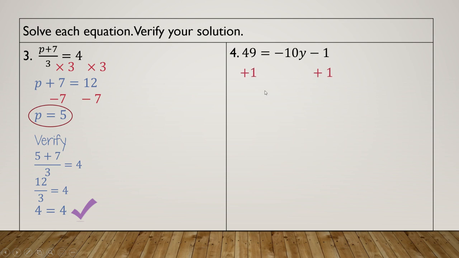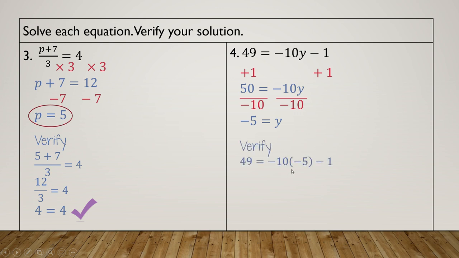Number 4, add 1 to both sides. And then we've got negative 10. There's nothing in between negative 10 and the variable y. That means it's multiplication. The inverse operation of multiplication is division. Divide both sides by negative 10. So we're getting negative 5 equals y.